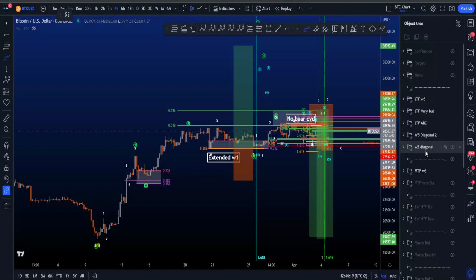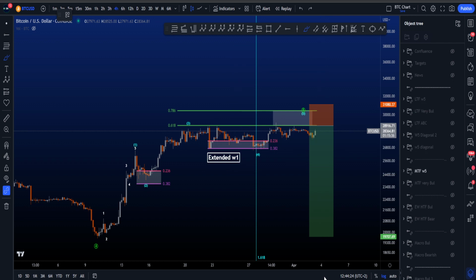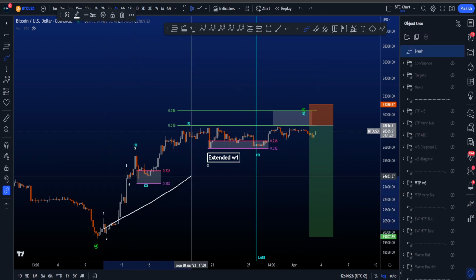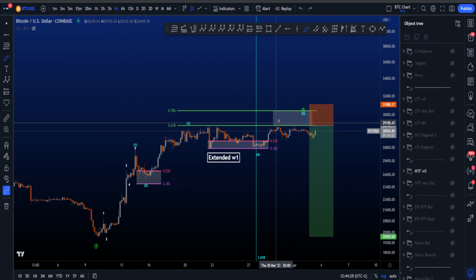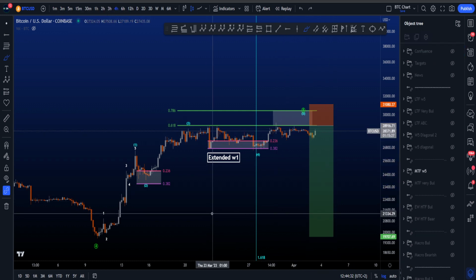Hi everyone, let's focus on my low time frame scenarios, but starting with the medium time frame ones to give you a little bit of perspective. Starting with this one over here where we're looking for this green wave 5 to end or has already ended, and then we're looking for a little bit of a retracement to the downside.